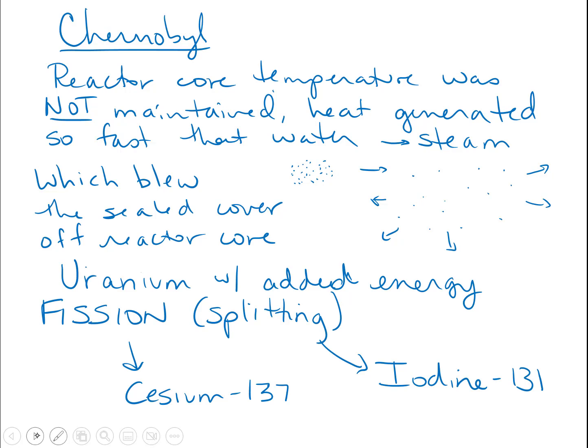And so iodine-131, if ingested, where does it go? Where does iodine go? The thyroid. Right? So cesium can actually take the place of calcium, so cesium can end up in the bones. But iodine-131, when ingested, ends up in your thyroid.